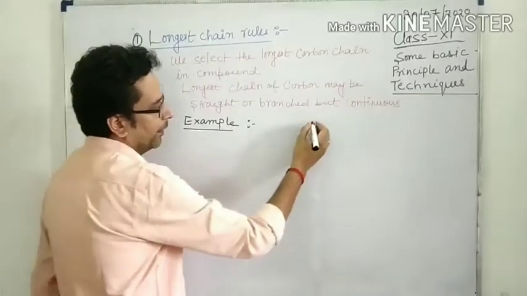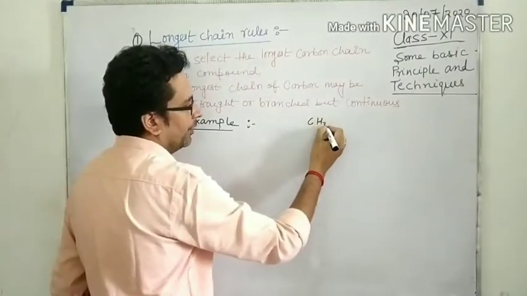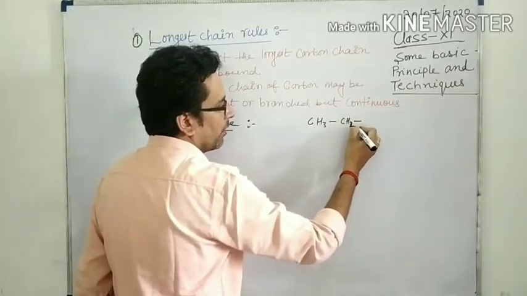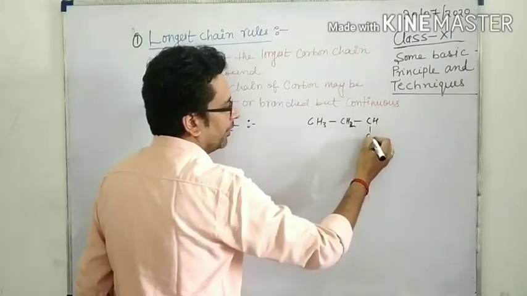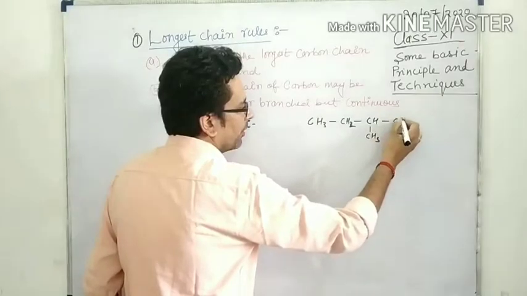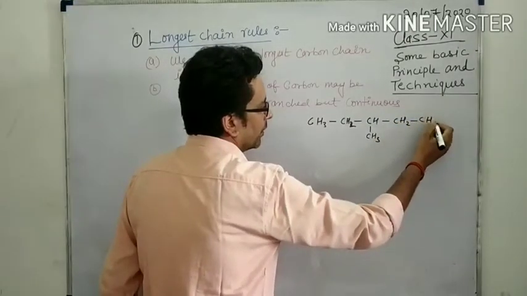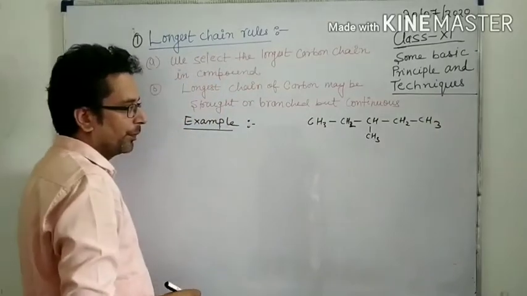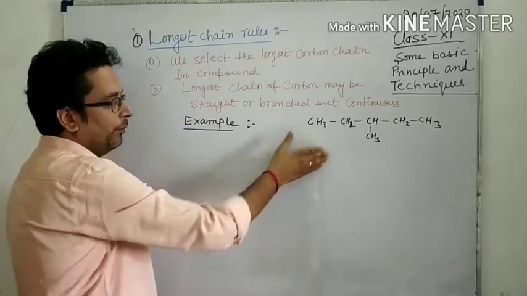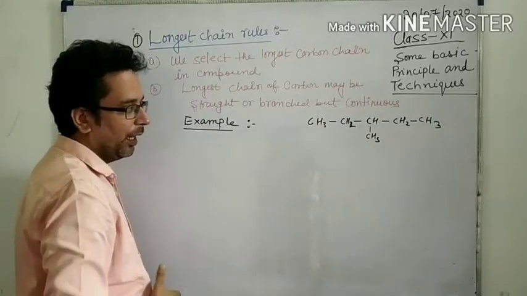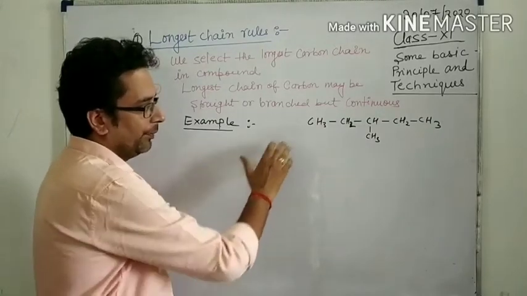Now look here. CH3, CH2, CH, CH3, CH2, CH3. Okay, so in this compound I am going to select the longest carbon chain. How can we select? By the numbering.